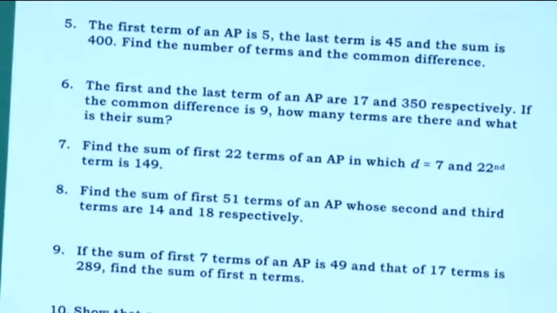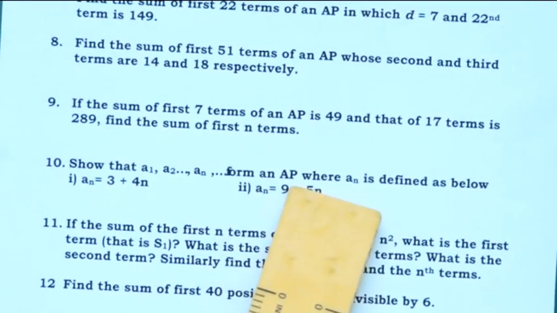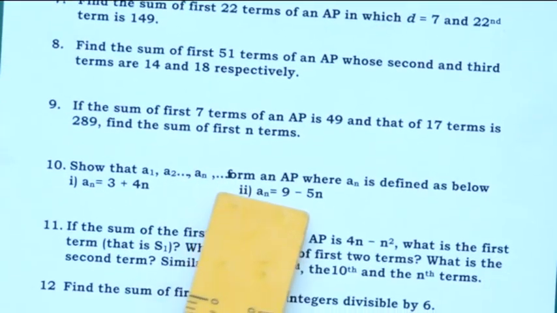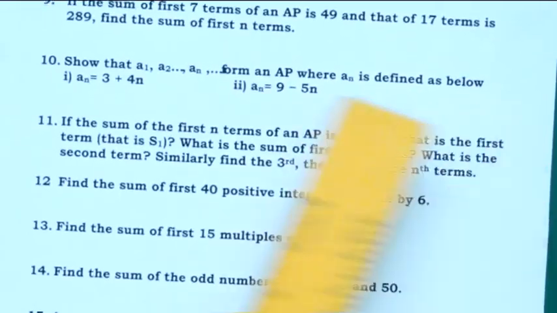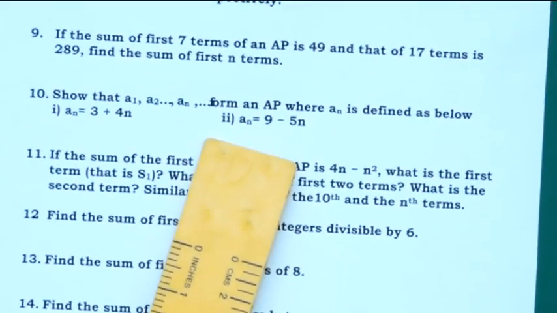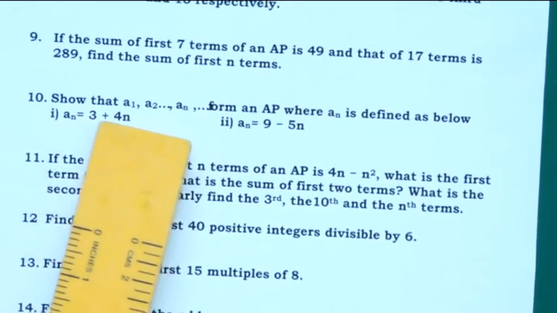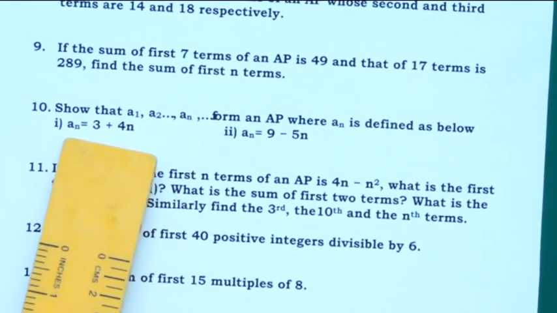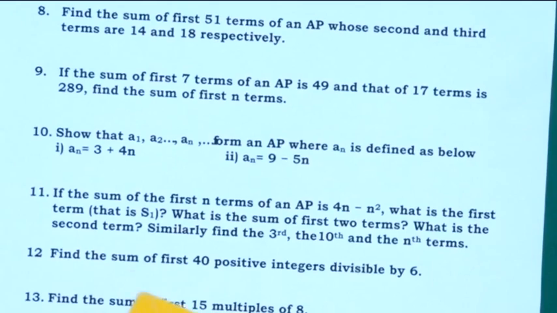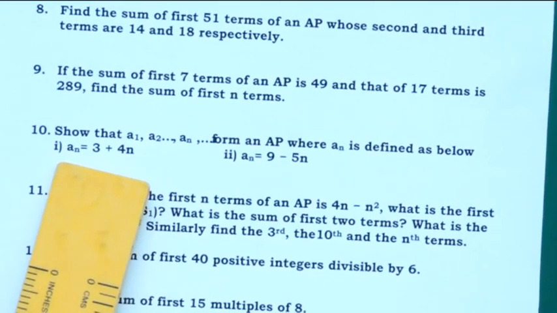In the 10th question, show that a1, a2, etc., an form an AP. It means I should find a1, a2, a3, then check whether it is in AP or not. Then if an is defined as below, there are 2 sub questions. I work out one question, I leave the second question for you to try. Let me take the first one. See, the nth term is defined as an = 3 + 4n. It means I find out a1, a2, a3, then check whether it is in AP. If it is in AP, then I find the sum to n terms.